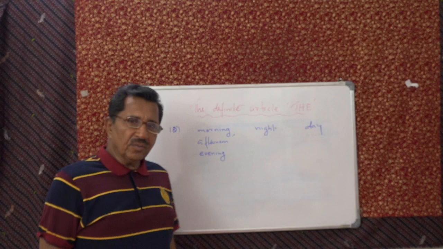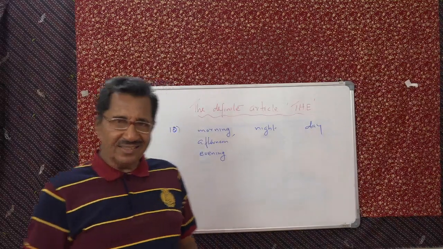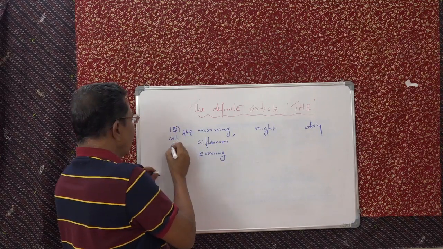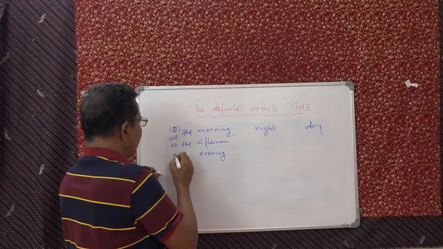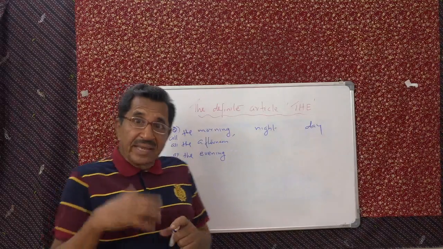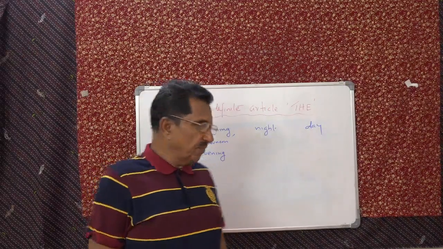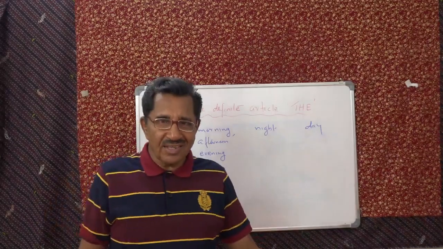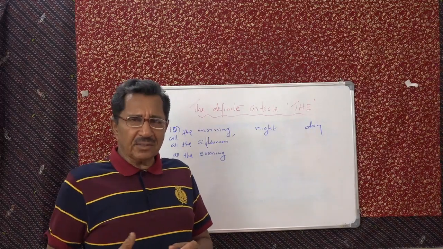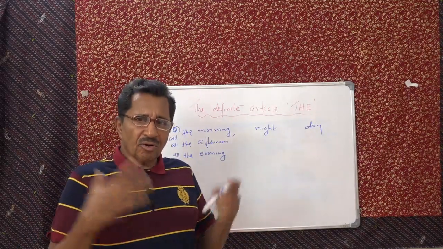Now, when you use these three divisions, you should use the. So you say like this, all the morning, all the afternoon, and all the evening. We were praying all the morning. Then we were playing all the afternoon. And we were singing all the evening. See that? All the evening. That is an adverbial expression. Adverb. Time. That is adverb. So all the morning, all the evening, all the afternoon.